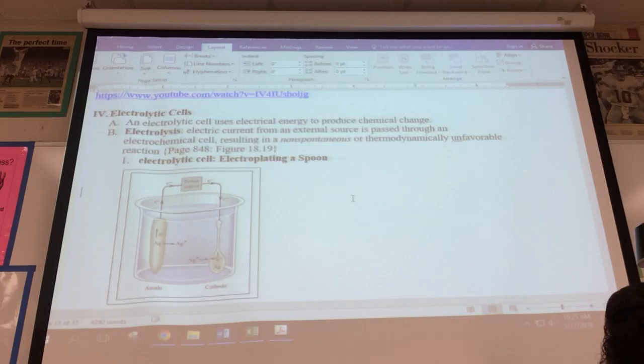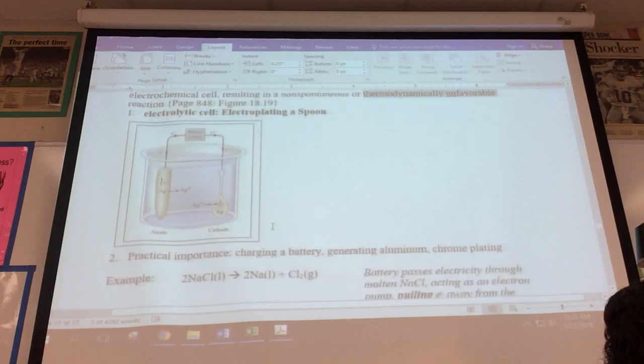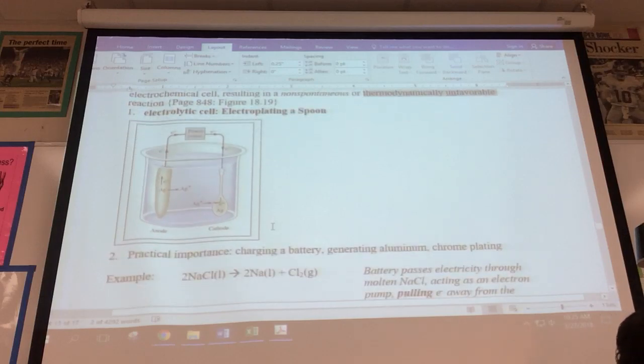With electrolysis, as I indicated, you're going to have a thermodynamically unfavorable reaction. So if you look at this electrolytic cell shown here where you're electroplating a spoon, let's say you want a silver spoon for example, you have an anode right here which is silver, generating silver ion with the loss of an electron. The electrons again travel from the anode to the cathode, nothing different there in terms of what you saw with galvanic in regard to electron flow from the anode to the cathode.